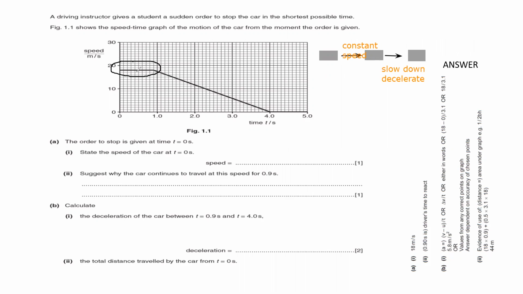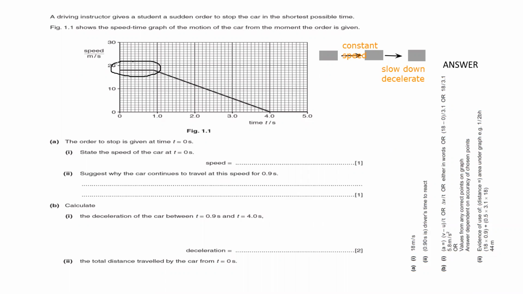So what is the reason why the car continues to move with a constant speed for some time? Because that's called the reaction time. For example, if you're driving a car and someone gives you an order to stop the car, you will take some time to react to the instruction. You will not press the brake instantly, so the car will continue to move with that same constant speed. So that is due to the reaction time.